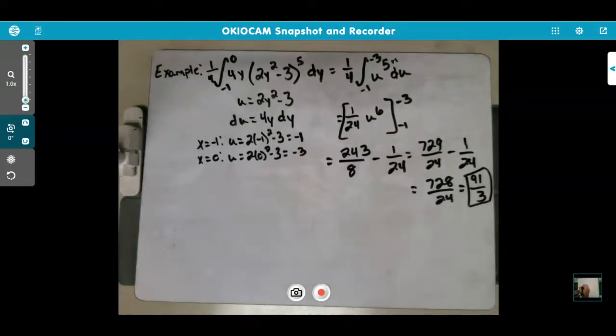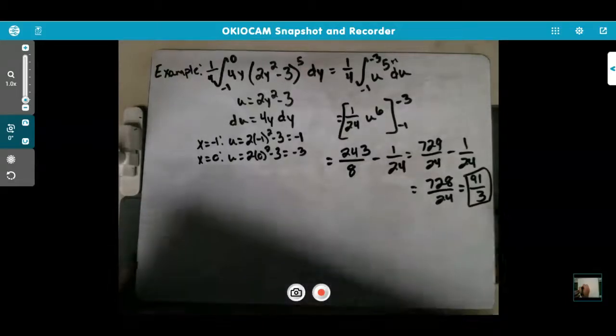So that's why it is really good to change the bounds, because then I don't have to go back and substitute in what the u was. Another example.